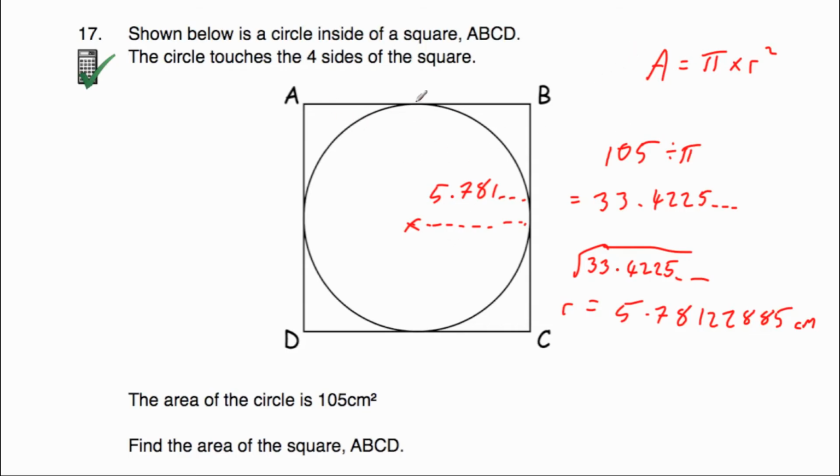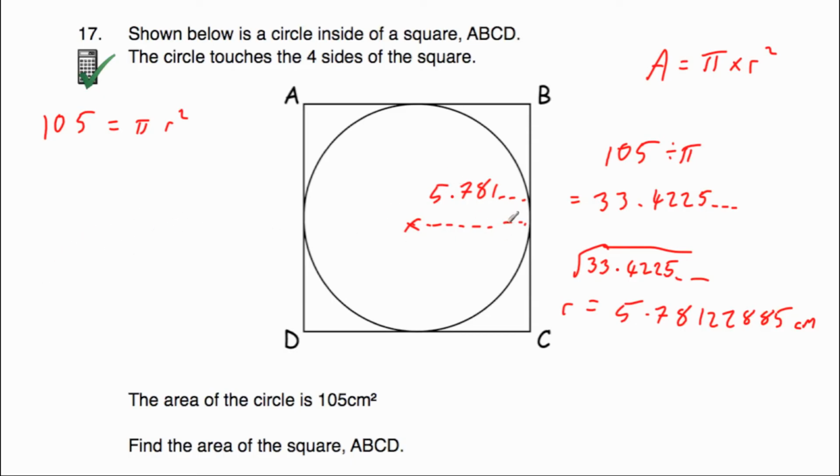What I've done there is, we were told the area of the circle, and the area of the circle is pi r squared. So we square the radius and then times by pi. I've worked backwards: I've divided by pi and then square rooted, and that has given us the radius of the circle. Remember, you could make an equation: 105 equals pi r squared. You could divide both sides of the equation by pi and then square root to get what r is, and that would give you the radius of the circle.